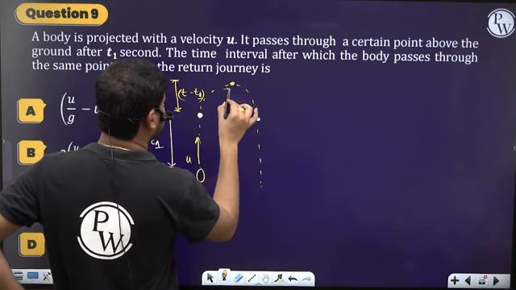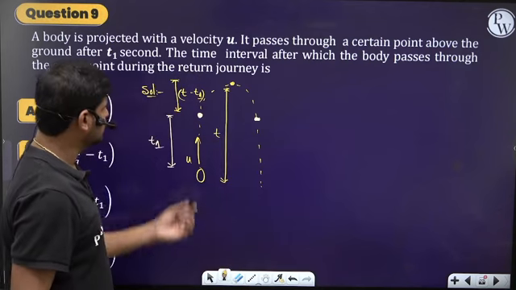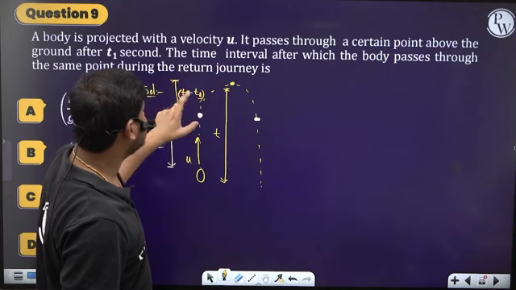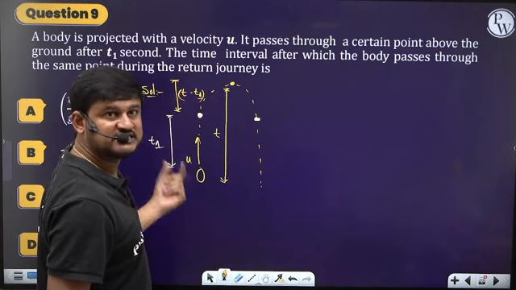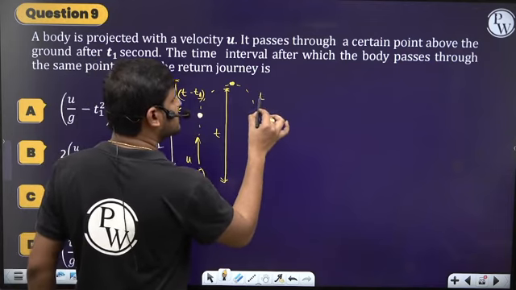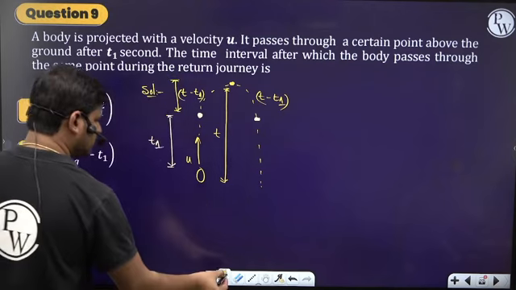From here to here, let the total time taken, the time of ascent, be t. So the time taken from here to here will be t minus t1, because this is t1 seconds, they said. So if it is t minus t1, we know that as per symmetry, this is also t minus t1.